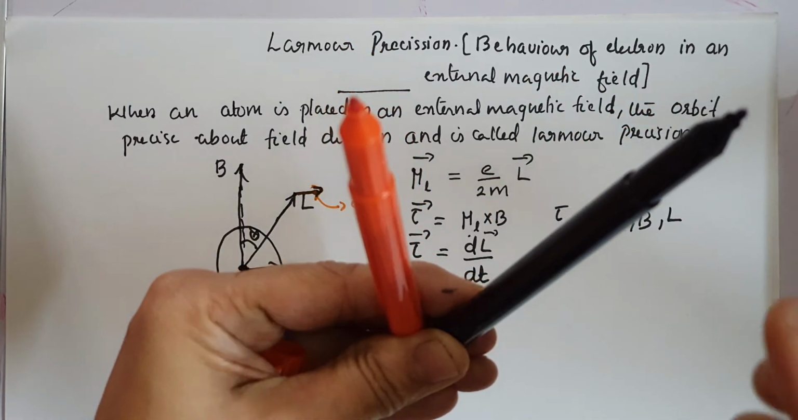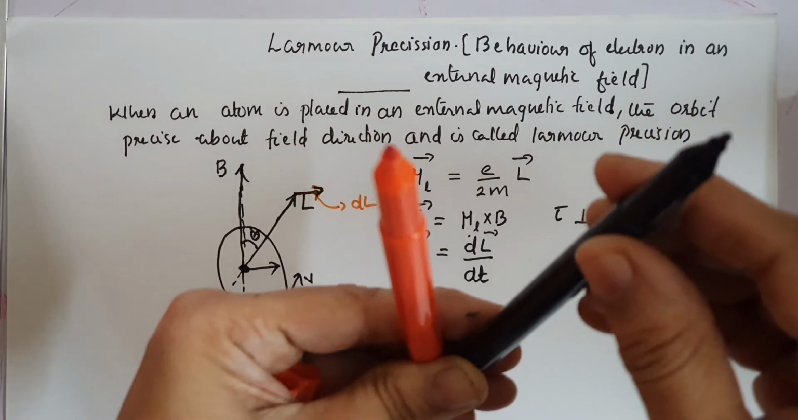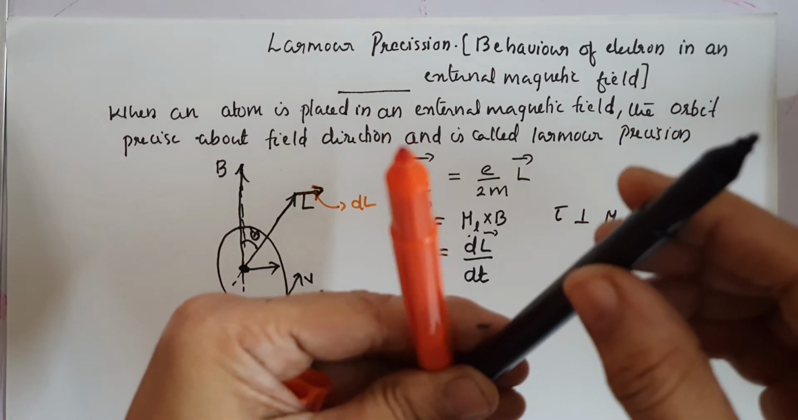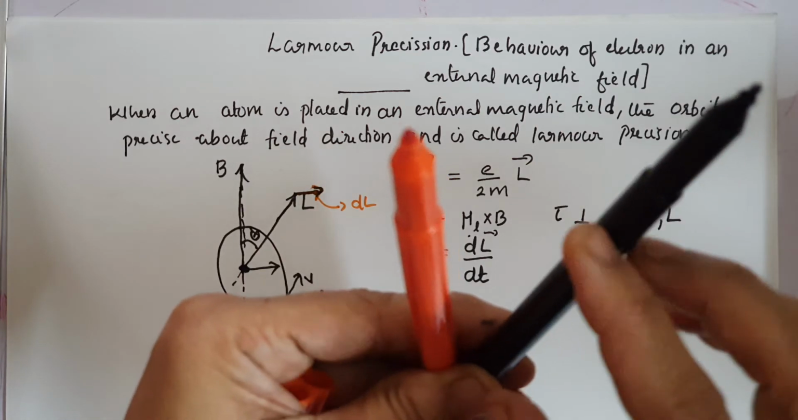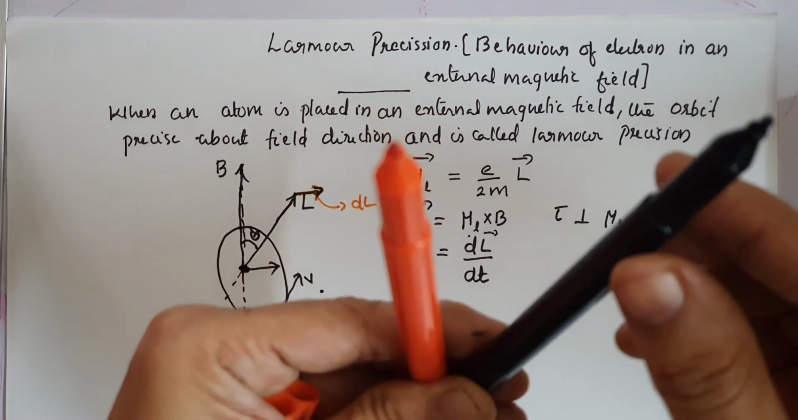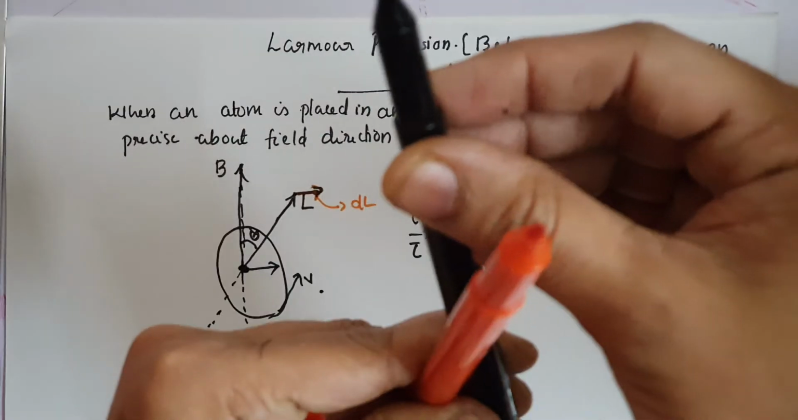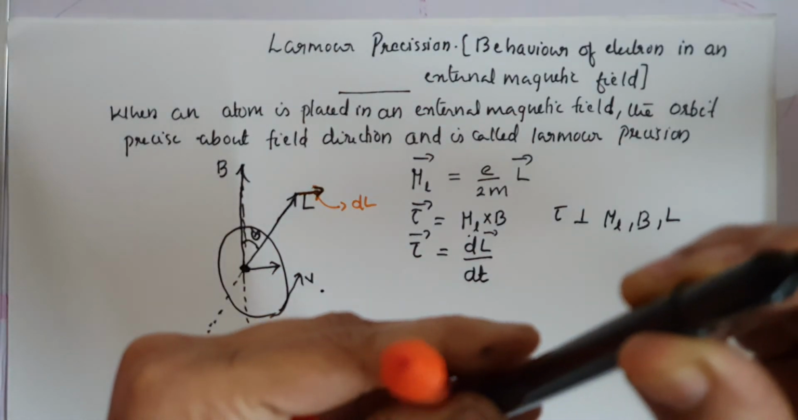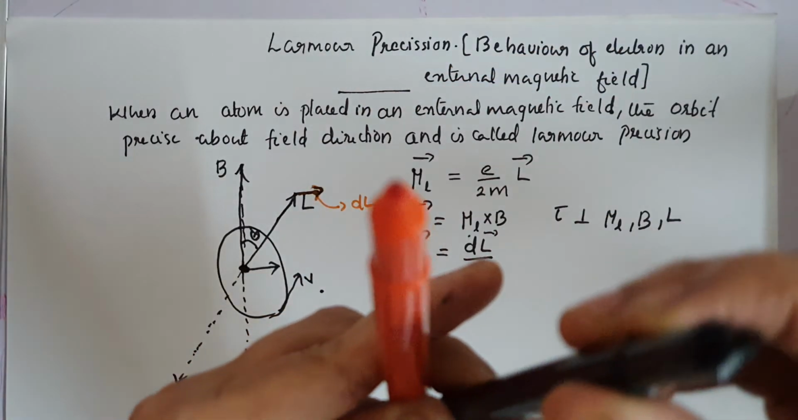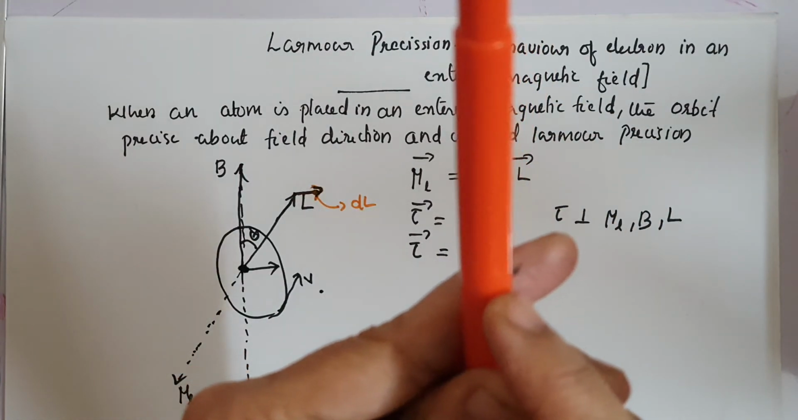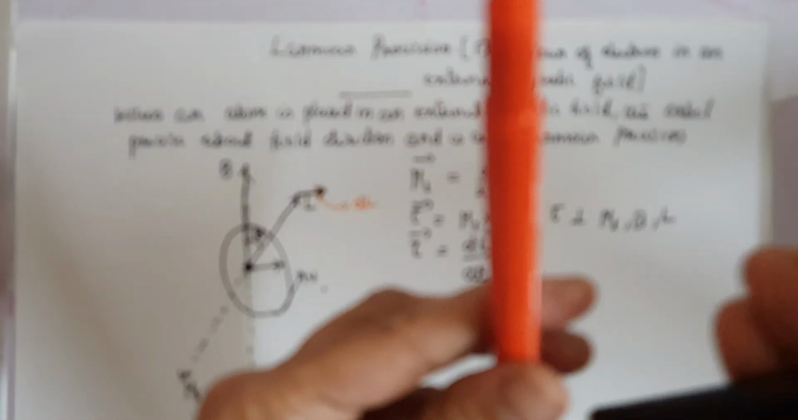Then this torque can only change the direction of the angular momentum, not its magnitude. Its magnitude L is constant and this theta is constant. Then it can change like this, that is, it changes its direction from this position to this one and this one. That is, it just precesses about the field direction, and it is called Larmor precession. The frequency is called the Larmor frequency.